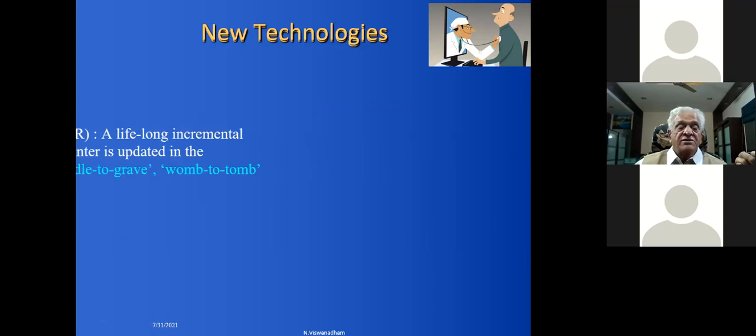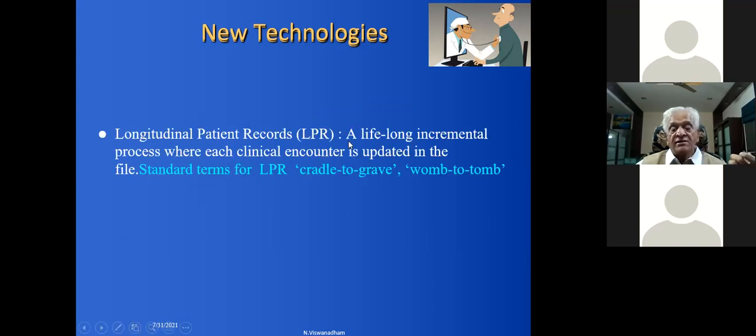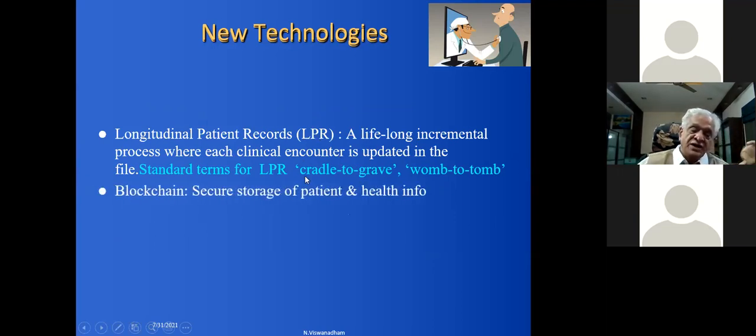And other technologies are longitudinal patient records, a lifelong incremental process in which each clinical encounter is updated. The standard terms used are cradle to grave and womb to tomb. These are the people, the things that they use. You have everything in the longitudinal record. Of course, blockchain for secure storage of patient and health info.